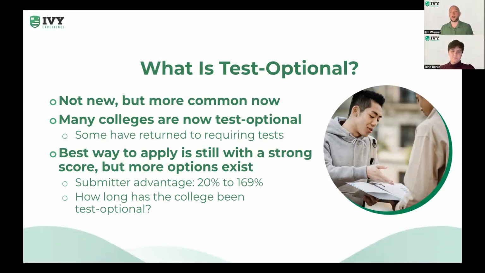So when you're below that published average, that's when you want to consider not submitting. When you're above it, of course, you want to submit it. It's going to be an asset on your application.